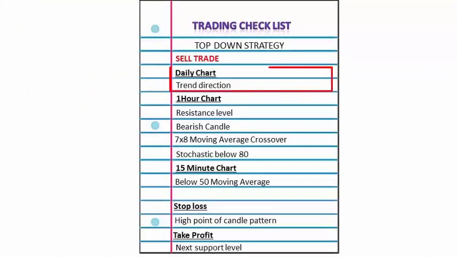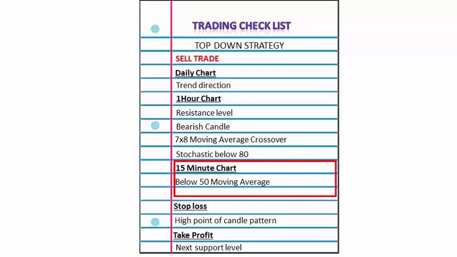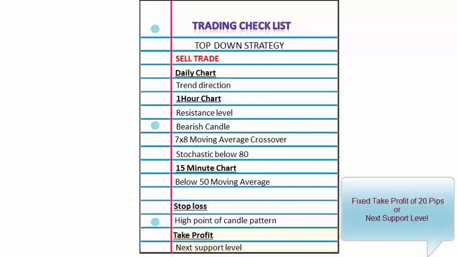Look for trend direction on the daily chart and then step down to the 1-hour chart to find resistance. To confirm reversal, use the bearish moving average crossover. The moving average crossover must first happen before you can switch to the 15-minute time frame. On the 15-minute chart, a candle must close below the 50 moving average filter before you can enter your sell trade. The stop loss for this trade will go at the high point of the hammer candle, above the resistance level. And for your take profit target, you can choose any of the options below. It can either be a fixed take profit target of, let's say, 20 pips, or it can be a take profit at the next support level.